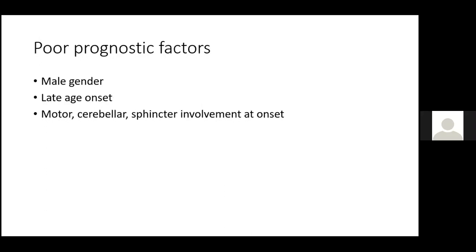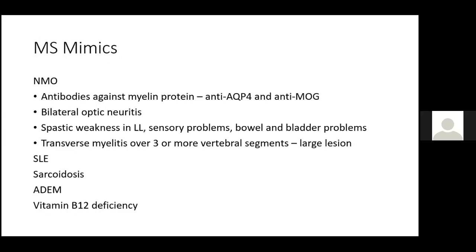And again, some of the poor prognostic factors for MS would be male gender, late age onset, motor, cerebellar, or symptom involvement early on in the disease. And then, like I say, some of the MS mimics. So one of them is neuromyelitis optica.